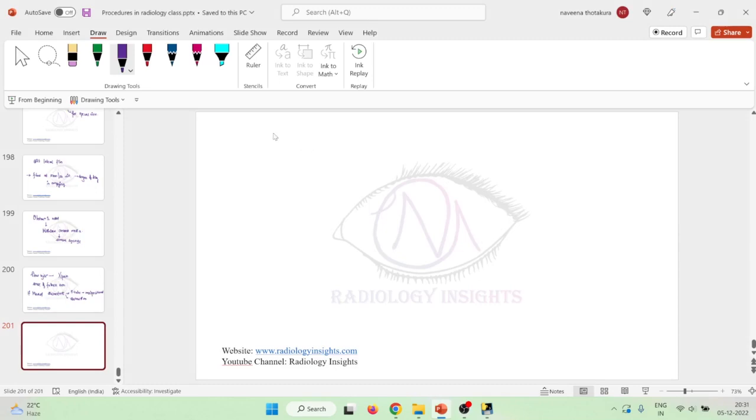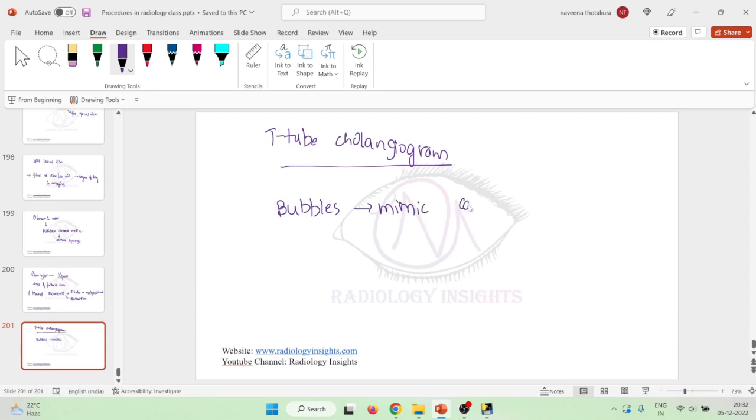So in the T-tube cholangiogram, one important thing is that if the technique is wrong, for example, if there are bubbles in the contrast medium, then these bubbles will actually mimic calculi. So if the bubbles mimic calculi, how do we differentiate them?